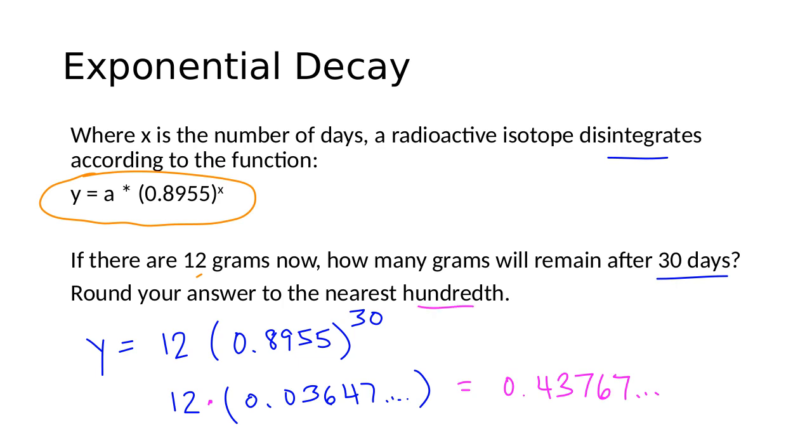This problem told me to round to the nearest hundredth, so that's what we'll do. We'll find the hundredths place. We'll look one spot to the right. Since that number is 5 or bigger, we'll round up. And the number of grams that will remain after 30 days will be 0.44 grams.